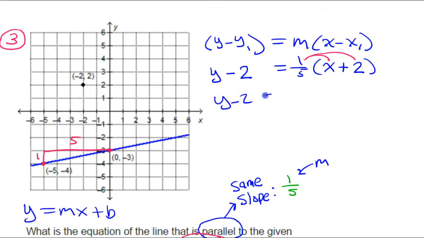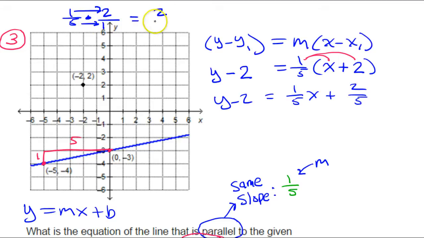So I've got my y minus 2 equals. Now 1/5 times x is just 1/5 x. 1/5 times 2 is just going to be 2/5. Just doing that off to the side, 1/5 times 2 is the same thing as 1/5 times 2 over 1, and when you multiply fractions, you just multiply straight across. So 1 times 2 is 2, 5 times 1 is 5. That's where I'm getting a 2/5 from.